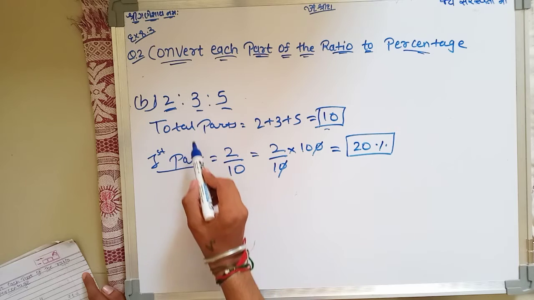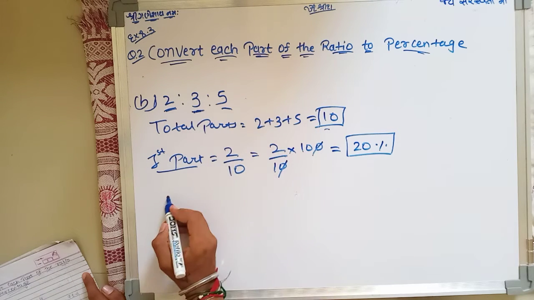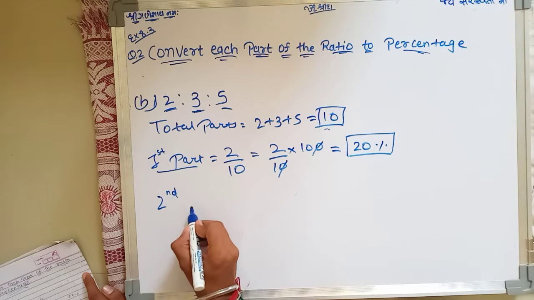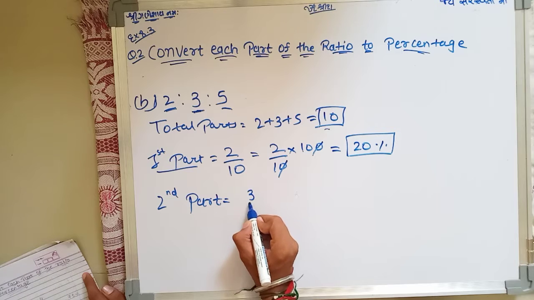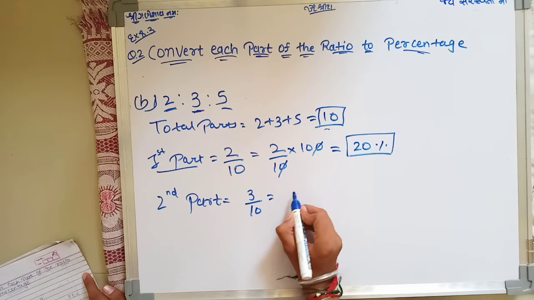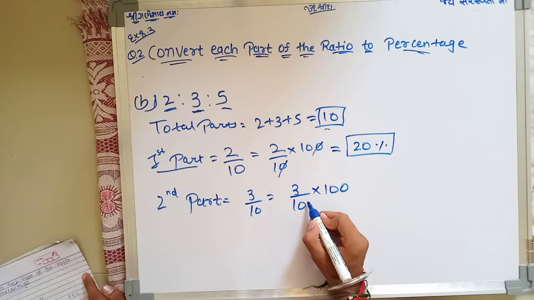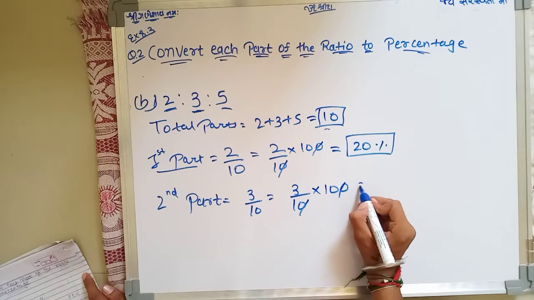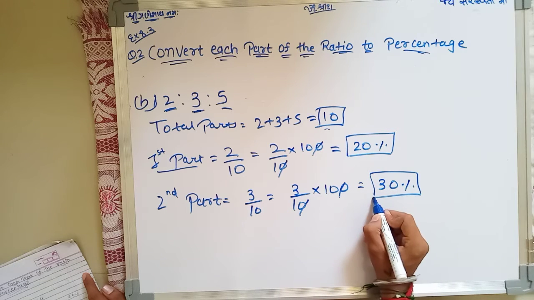Now we have to find the second part. In this second part we have to divide 3 by 10, that is, 3 divided by total parts. So we have to find the percentage, so we multiply by 100. The zeros cancel, 3 times 10 is 30. So the second part is 30%.